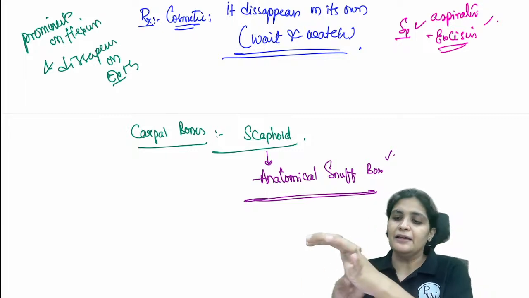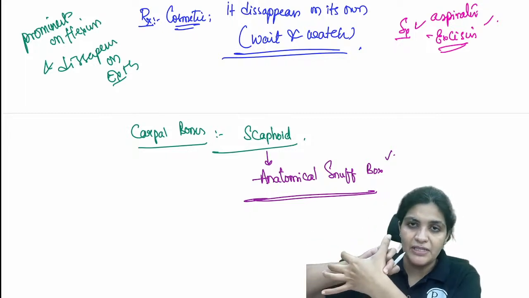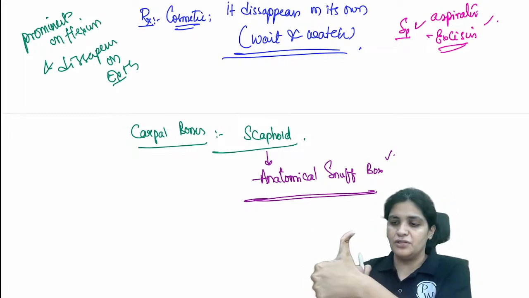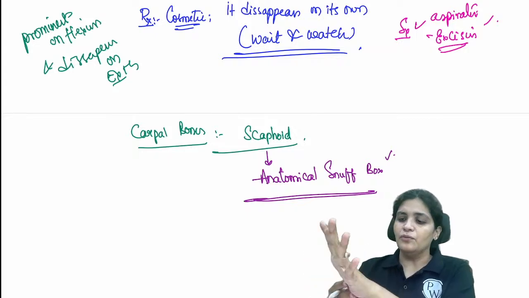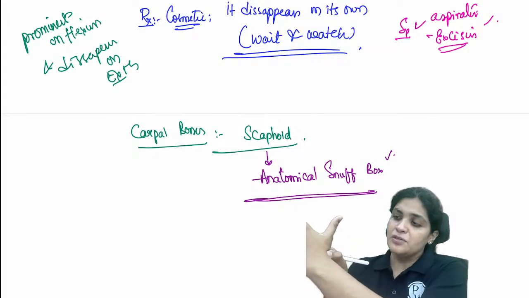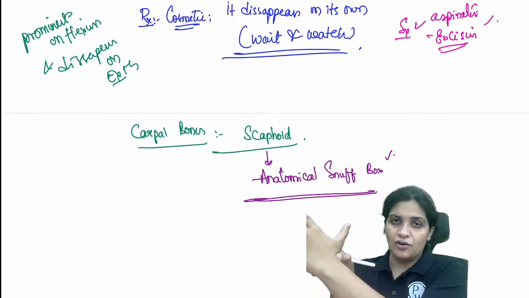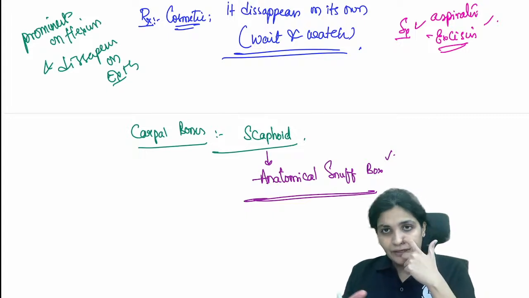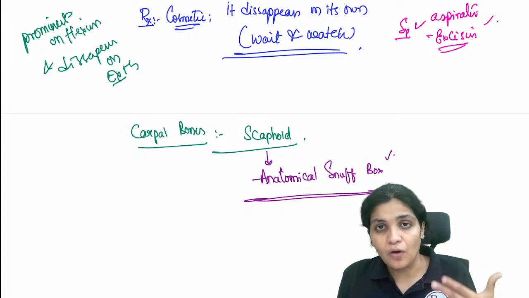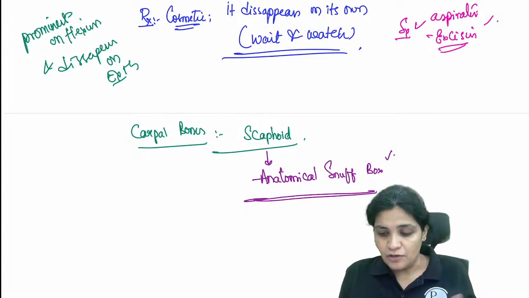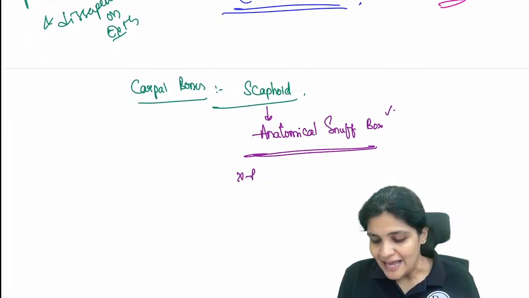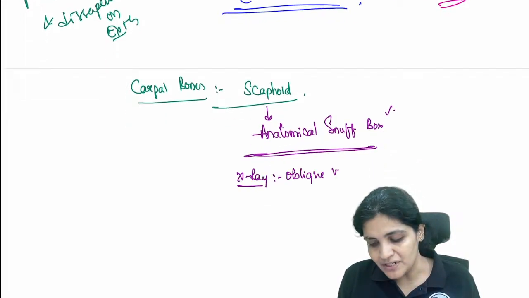So this is your anatomical snuff box. This area is your anatomical snuff box, between two tendons like that. Whenever you feel any pain or swelling or tenderness in the snuff box, you have to go for the x-ray, especially in the oblique view for scaphoid.